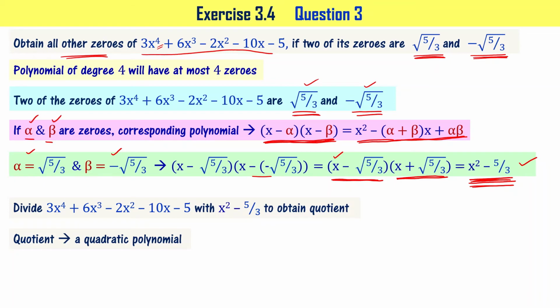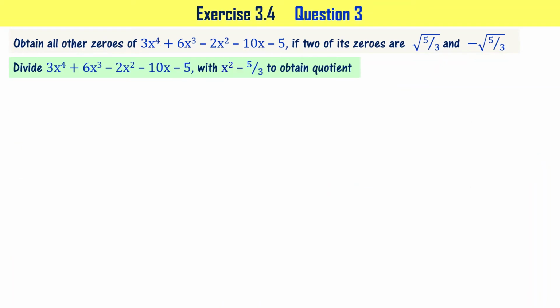Right? You understood? So now we have to divide the given fourth degree polynomial with x square minus 5 by 3. Let's do that now.